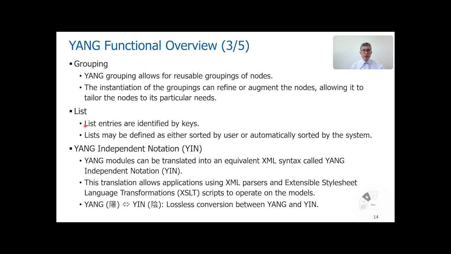A list is actually like a structure in the C language. List entries are identified by keys, so we have one key, like a database key in a record. Lists may be defined as either sorted by the user or automatically sorted by the system.